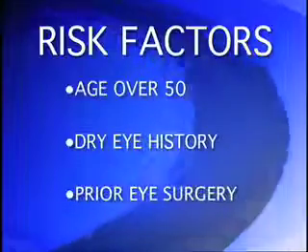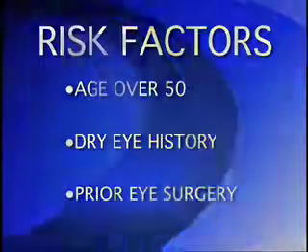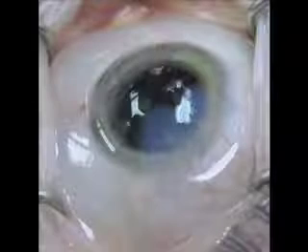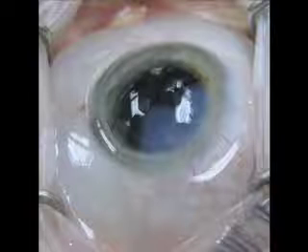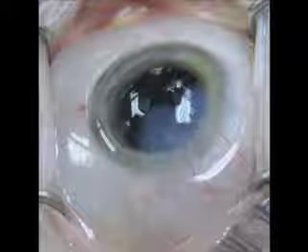Risk factors for conjunctival chalasis include age over 50, dry eye history, and prior eye surgery as well, particularly where there is a history of a peribulbar or a retrobulbar anesthetic that was used. Some have theorized that the use of peribulbar or retrobulbar anesthetic causes conjunctival swelling or chemosis, and this may lead to loosening of the tethering Tenon's fascia between the eyeball and the conjunctiva.